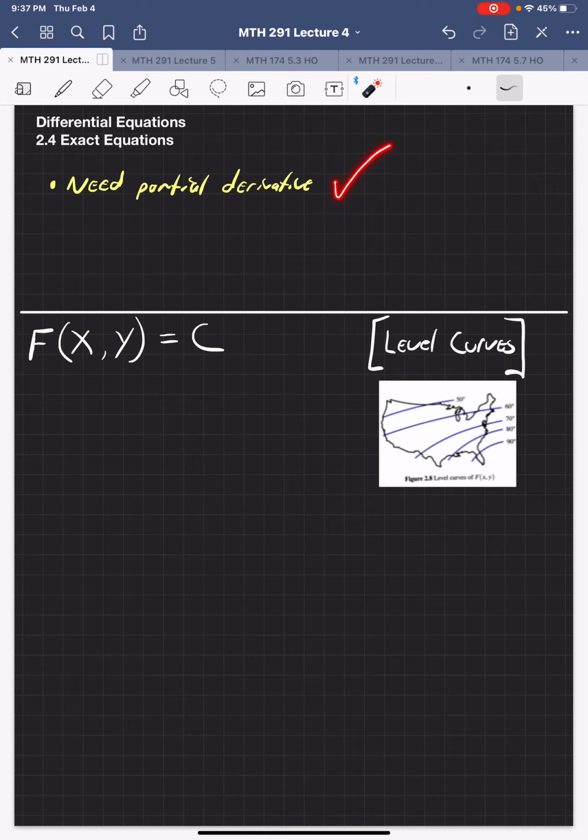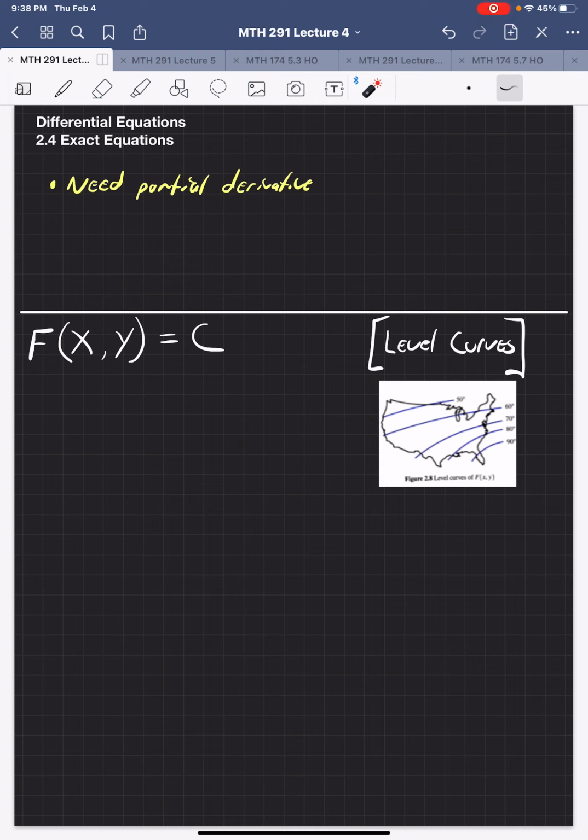So you need at least a decent understanding of how to take a partial derivative to understand this section. So if you need to, in the announcement section of Canvas, I have linked a video on partial derivatives that I did for Calc 3. If you'd like to start there and then come back. But let's go ahead and jump in.